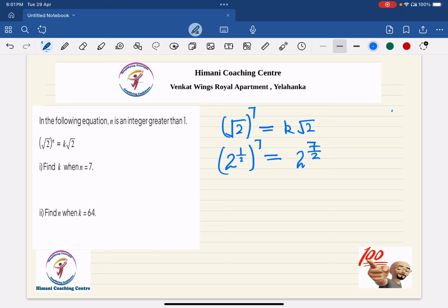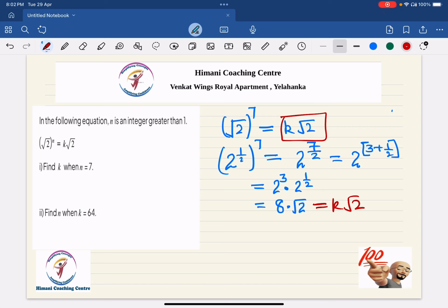Now what does this mean? This means we have 2 to the power, if you divide 7 by 2, what will you get? You will get 3 plus 1 by 2. Okay, that is 7 by 2. So this can be written as 2 to the power 3 times 2 to the power half. Okay, so 2 to the power 3 is equal to 8 and 2 to the power half is again root 2, and that is equal to k root 2. So k should be equal to 8.